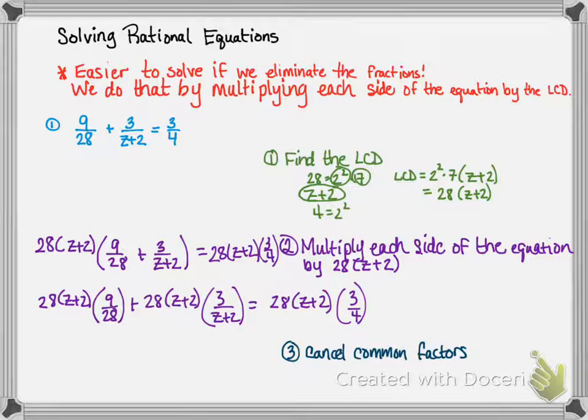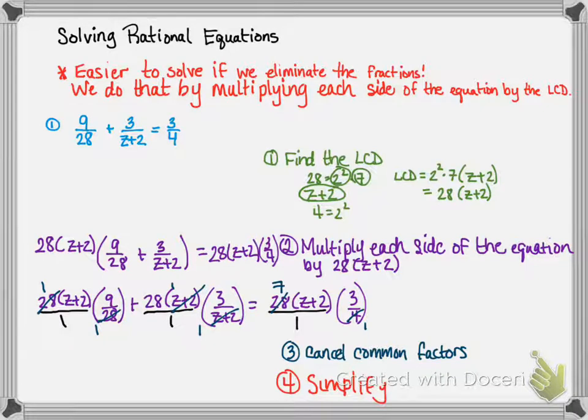Now we're going to cancel common factors. Remember, this LCD is in the numerator, so we can put it over 1 in all three of these places. So now, in this first expression, I can cancel the 28s. In the second expression, I can cancel the z plus 2s. And on the right-hand side, I can cancel 4s. 28 divided by 4 leaves us with 7.